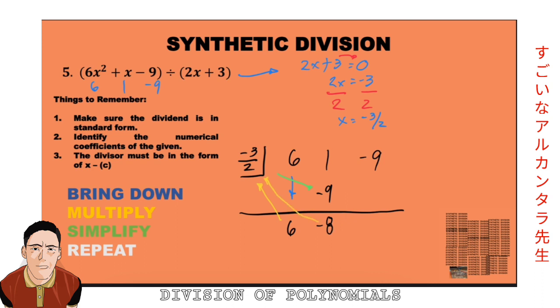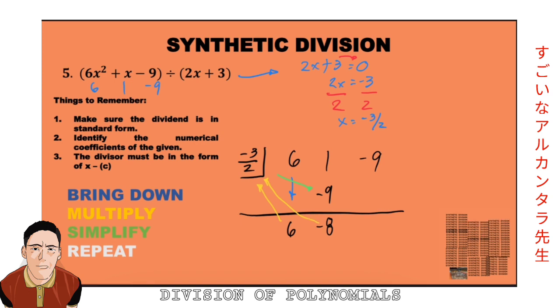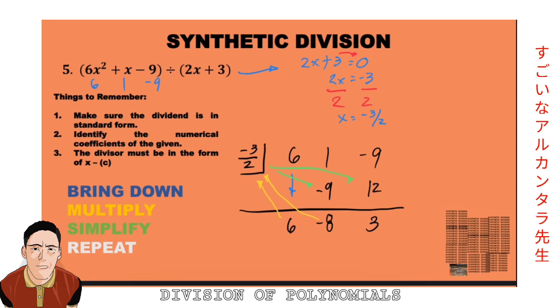The negative 8 times negative 3 over 2, that's gonna give you a positive 12, right? Yeah, positive 12. So, negative 9 plus 12, you're gonna get a 3. Now, sir, is this the answer? Should we continue? Unfortunately, no. But here's the thing. Unfortunately, it's not yet done.